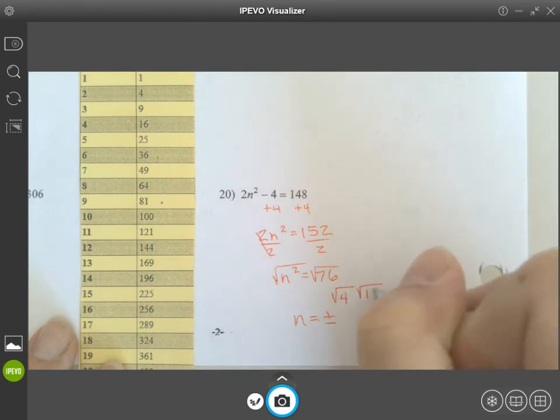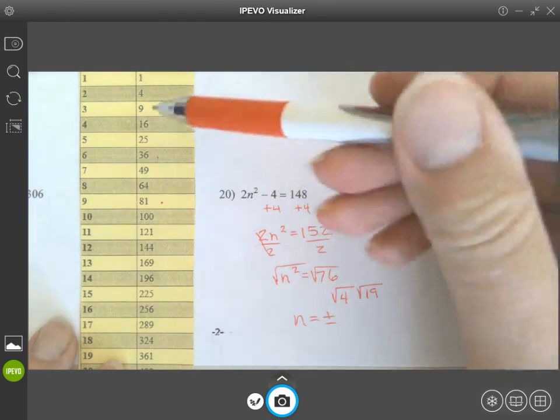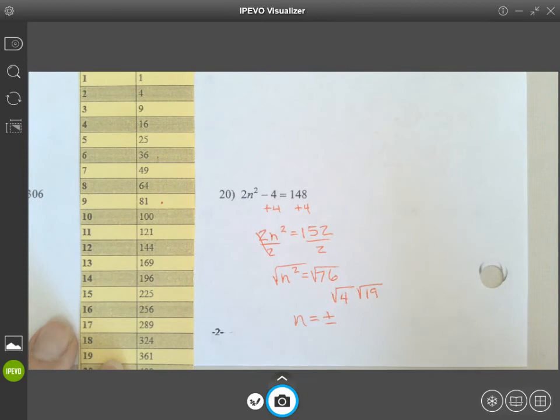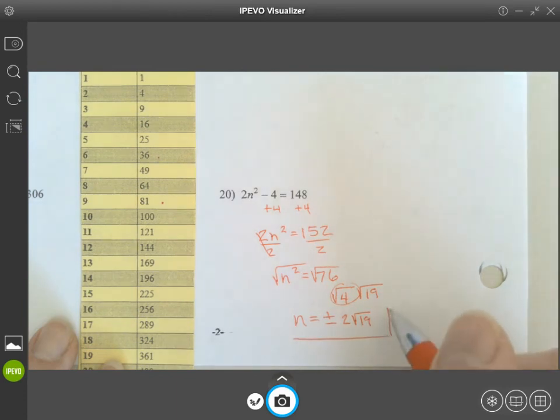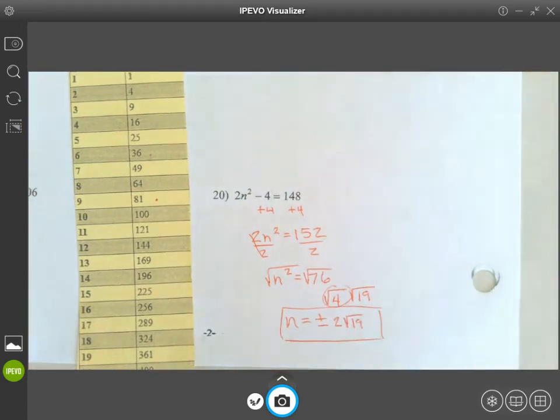Well, I would love to pick a number, but I knew which ones to try. I just had to figure out which one worked. So this would be positive or negative 2 square root of 19. All right, the rest is yours, my friends.